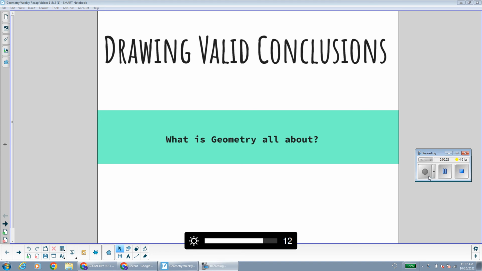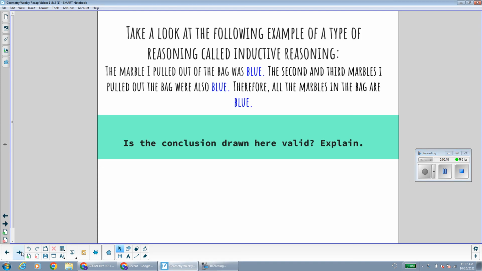In this video, we're going to talk about drawing valid conclusions, and we're going to start to answer the question, what is geometry all about? Take a look at the following example of a type of reasoning called inductive reasoning. The marble I pulled out of the bag was blue. The second and third marbles I pulled out of the bag were also blue. Therefore, all the marbles in the bag are blue. Is the conclusion drawn here valid?